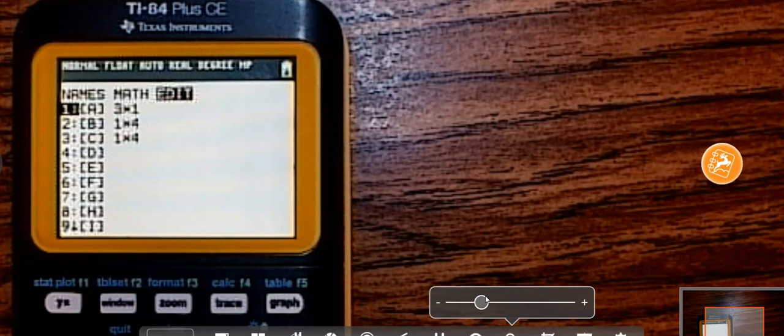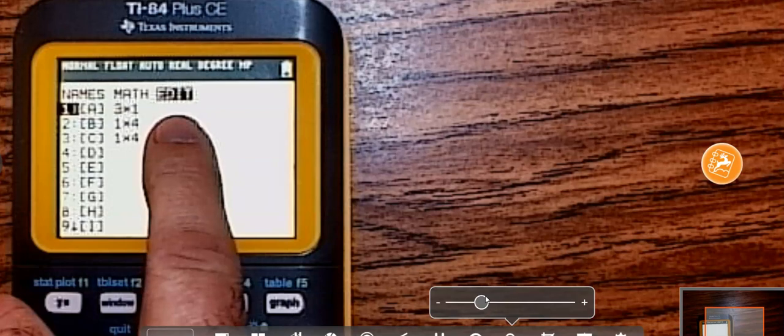All right, now, you'll notice that I jumped over to where it said edit.